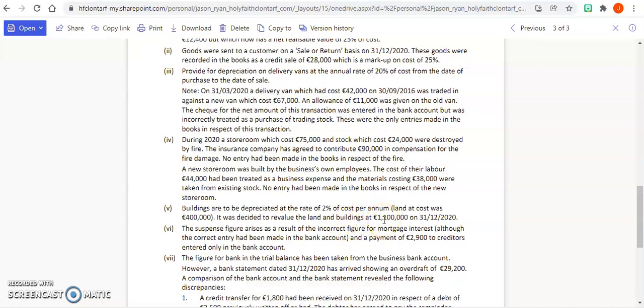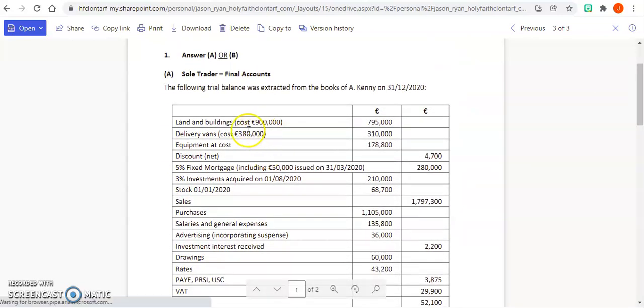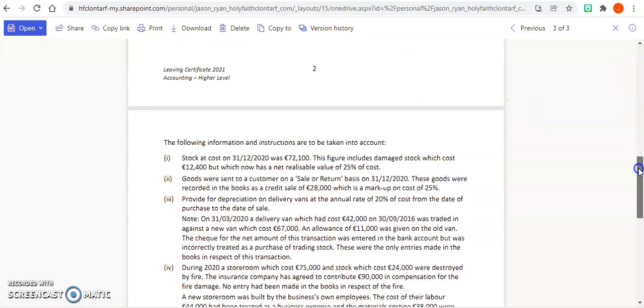So we need to find what is the increase in the value of our land and buildings, and that goes into our revaluation reserve. And with that, we also need to bring across our depreciation to date and this year's depreciation that we would have calculated in the first part of the question. So let's find out how much the value of our buildings is. Our buildings are 900,000 coming from our trial balance.